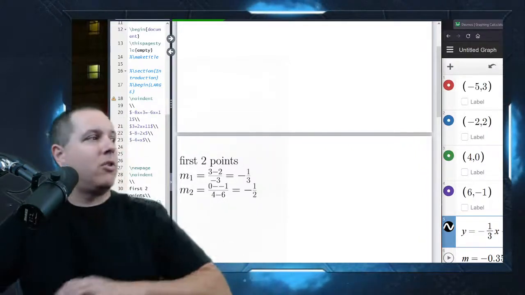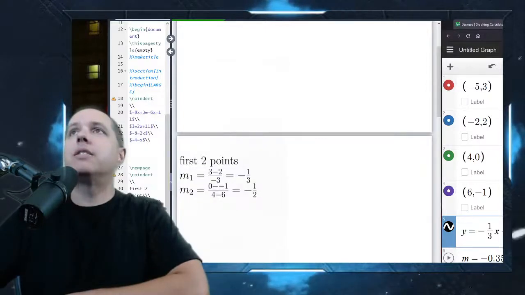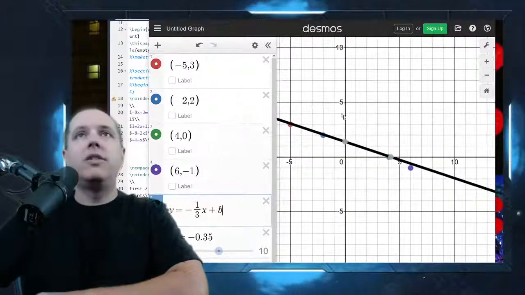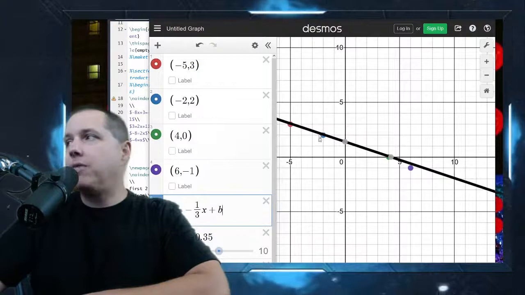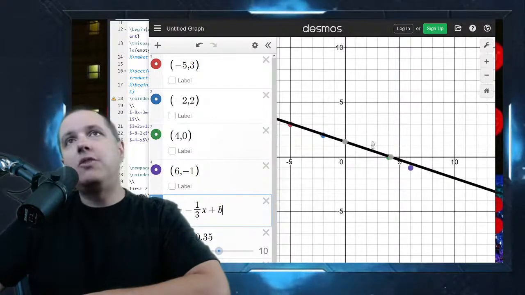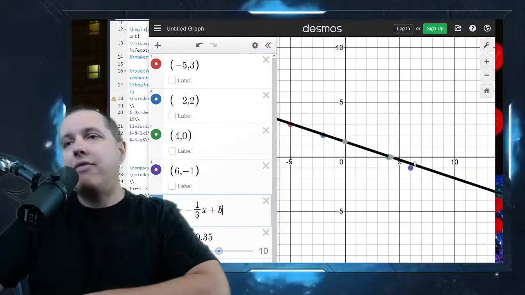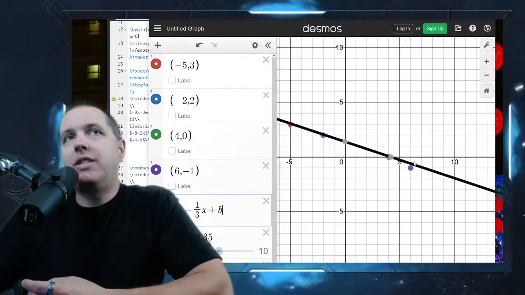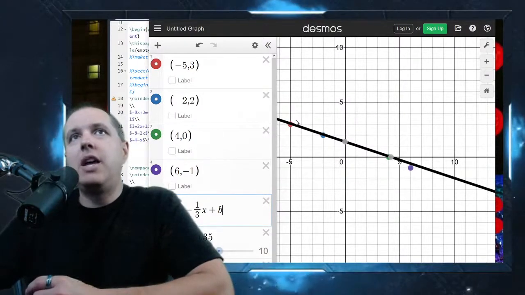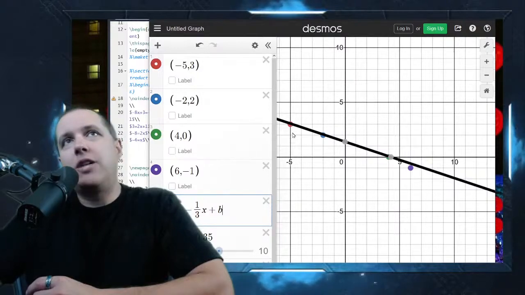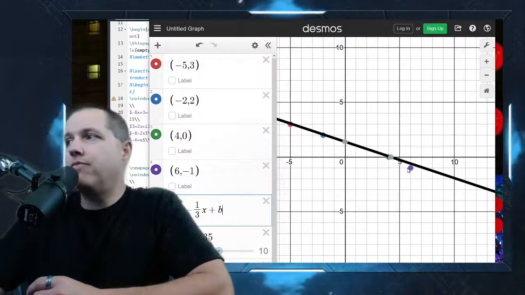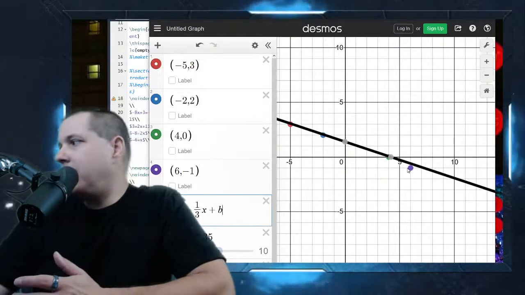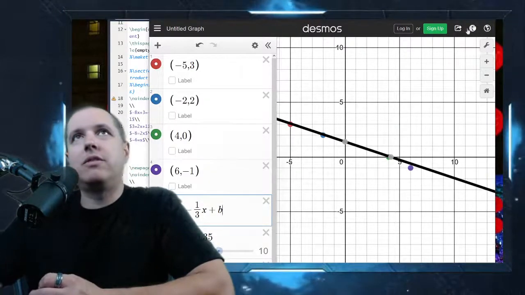These 2 points have a slope of negative. Oops, sorry. You can't see it on the screen. These 2 points we calculated have a slope of negative 1/3. These 2 points have a slope of negative 1/2. Well, then they can't be on the same line, right? Different points can't have different slopes on the same line. And you can kind of see this. Look over here. We go down 1 over 3. But over here, you go down 1 over 2. Well, then the slopes can't be the same if the rise over run is different.